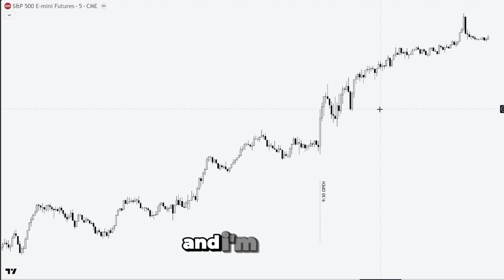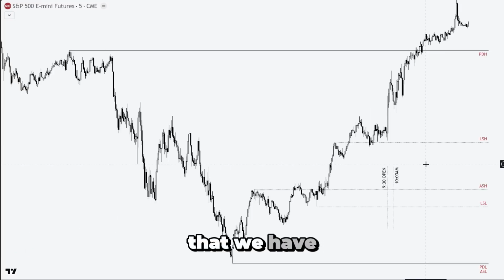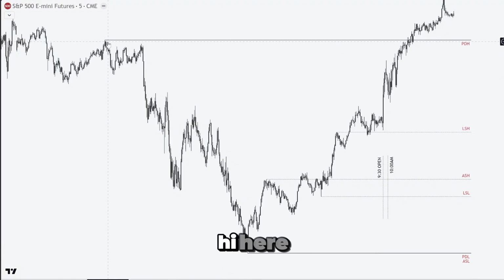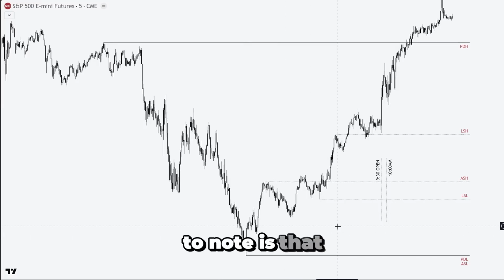So I'm going to go ahead and start labeling out the chart, and then we'll go from there. We're going to start with all of our levels as far as previous day highs and lows, session highs and lows. Now that we have all of our sessions labeled out, what are the things that we want to note here? We've got a previous day high here, previous day low here, and something to note is that the Asia time range typically consolidates. So it is an accumulation range as far as the day is concerned.